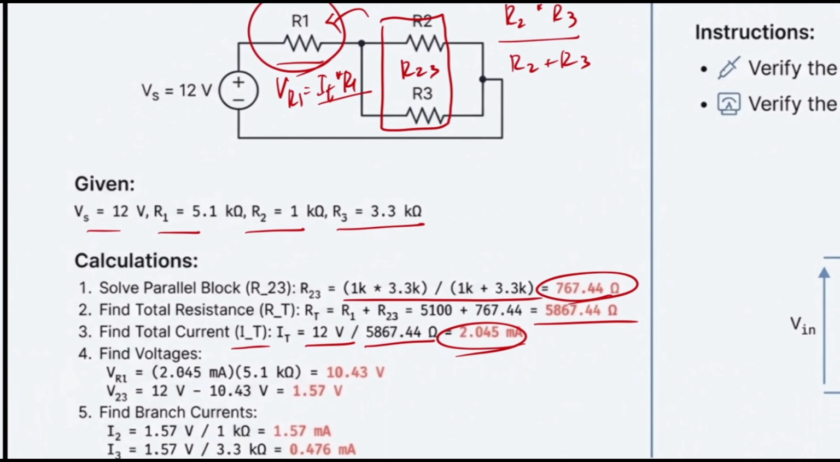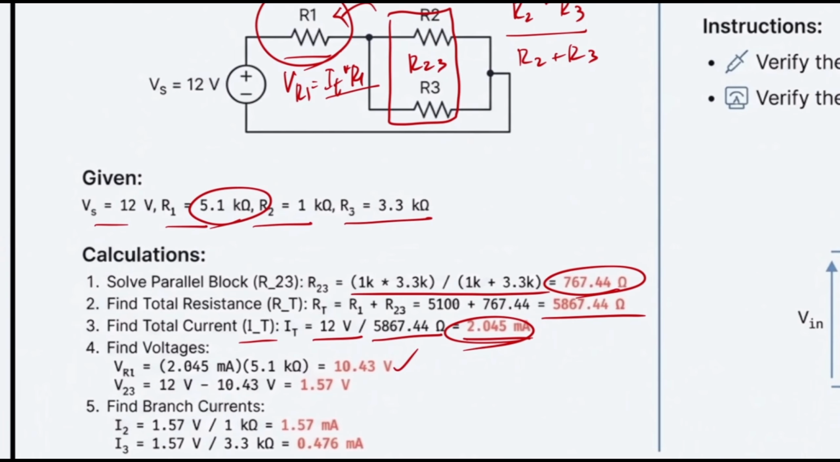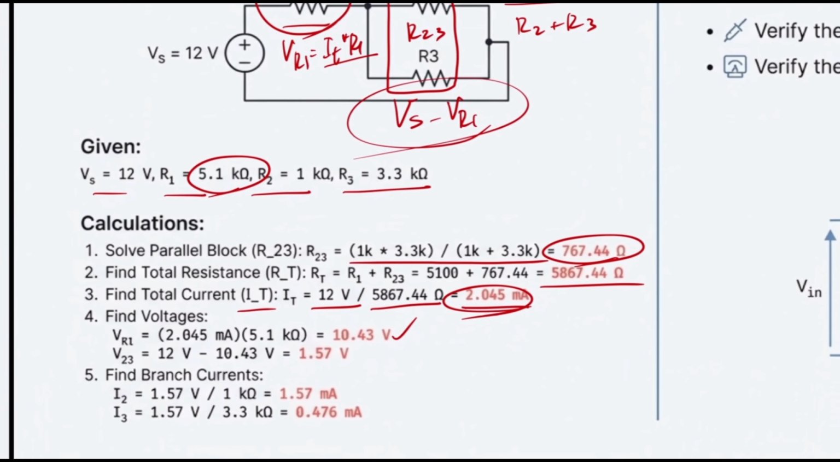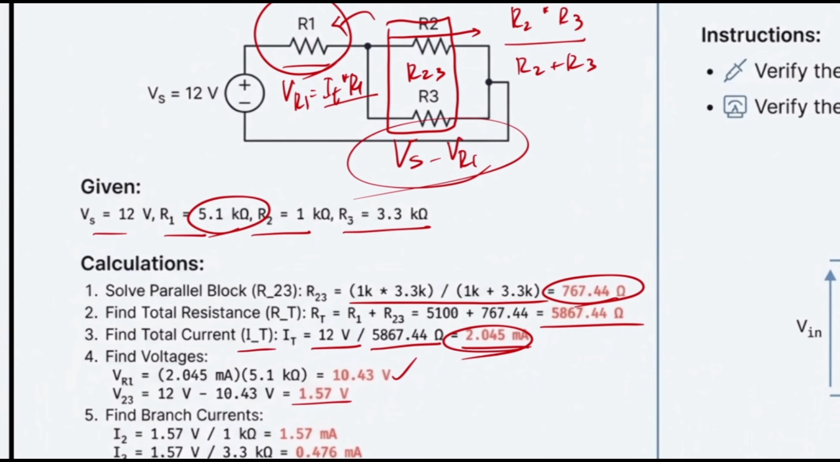So I total is the one that I already found. How much was that? 2.045 milliamps multiplied by R1, which was 5.1K. Milli and K cancel out each other, and your final number is going to be this. For VR23, the only thing I have to do is find the difference between Vs and VR1. If I do that, I get 1.57 volts.